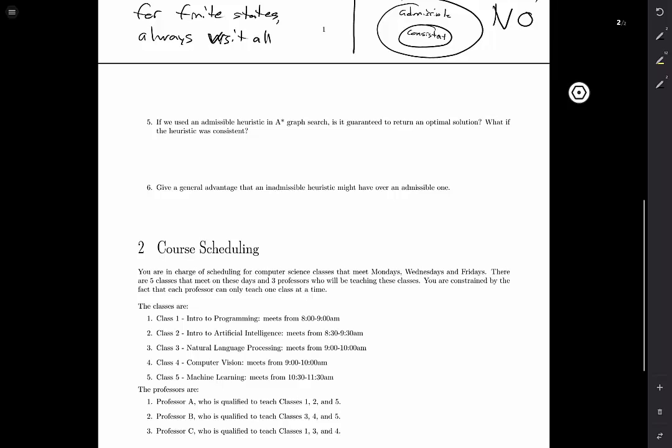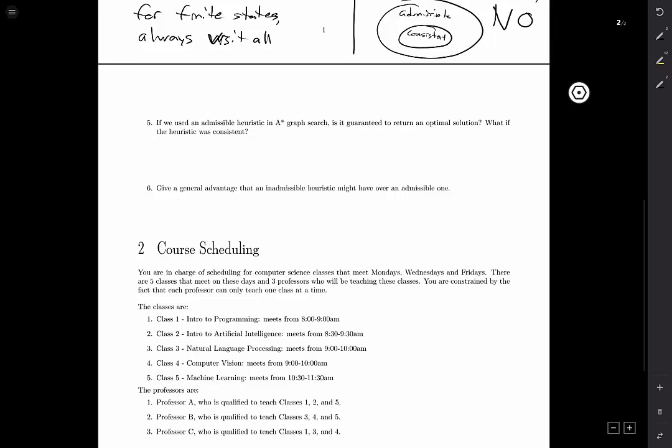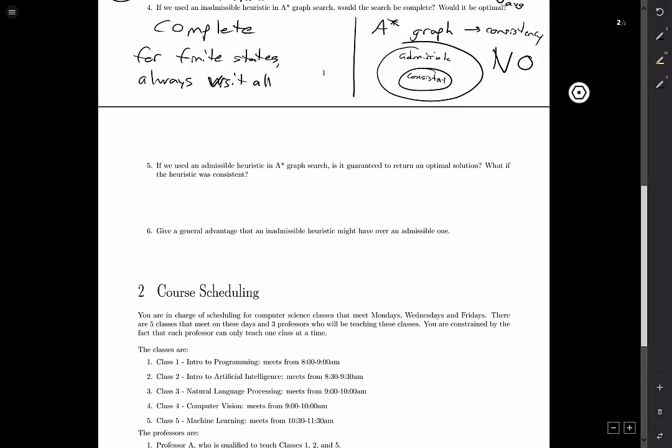Okay, so for number 5, if we used an admissible heuristic in A-star graph search, is it guaranteed to return an optimal solution? And the answer, as we talked about above, is also no, because we require consistency. So what if the heuristic was consistent? Then A-star graph search will be optimal. Yes.